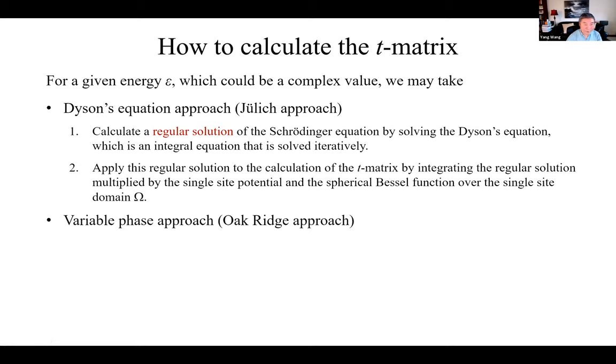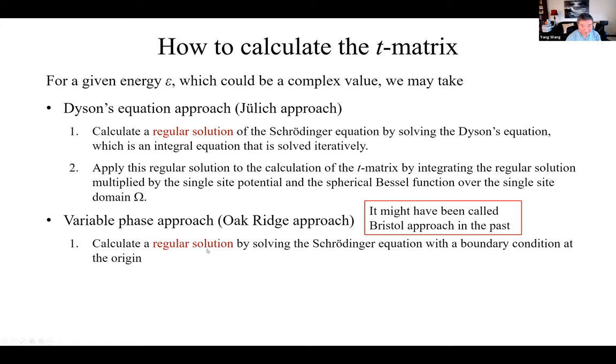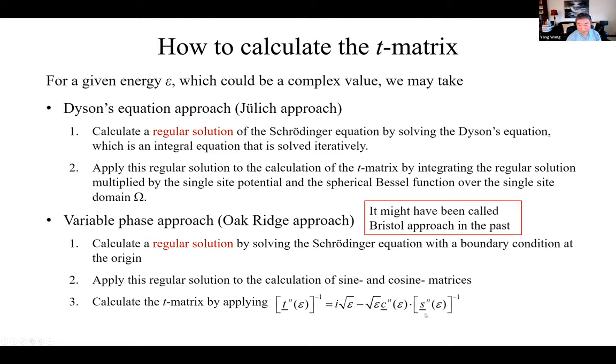Another is called the variable phase approach, also called the Oak Ridge approach. I think I read in the literature that people sometimes call it the Bristol approach, but whatever, they all mean the same thing. We calculate a regular solution, which is different from the other regular solution, by solving the Schrödinger equation with particular boundary conditions at the origin. Then we apply this regular solution to calculate the sine and cosine matrices, and then calculate the T matrix. This is how it's done in this approach. Either way, they are equivalent. We're talking about the same T matrix, but different numerical implementations, different ways of calculating it.